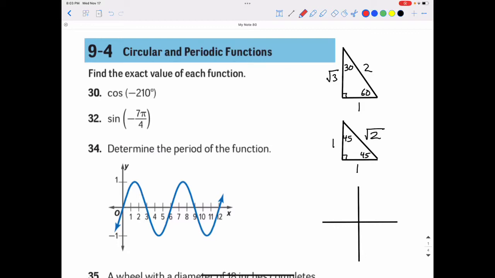Find the exact value of each function. Since it says exact value, we should try to use our special triangles that I have written off to the right-hand side already. Cosine of negative 210 degrees.